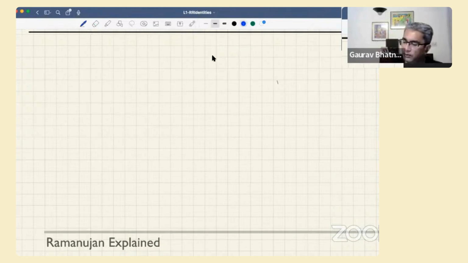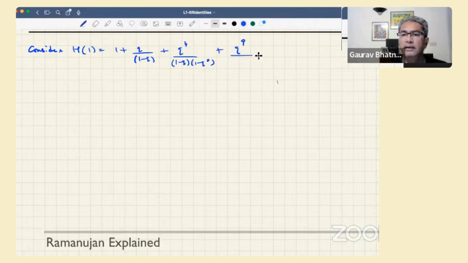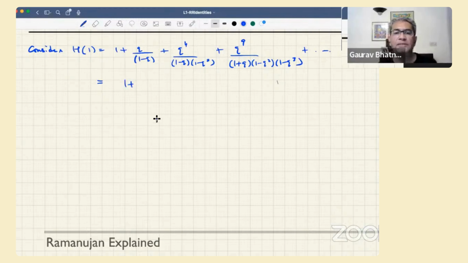So let's just apply it on this guy. So we consider h of 1, which is 1 plus Q raised power 1 over 1 minus Q plus Q raised power 4 over 1 minus Q 1 minus Q square plus Q raised power 9, right? Plus whatever. So this is of the form: if I expand 1 over 1 minus Q as a power series, I will get 1 plus Q plus higher powers, right? So I get 1 plus Q plus higher powers.